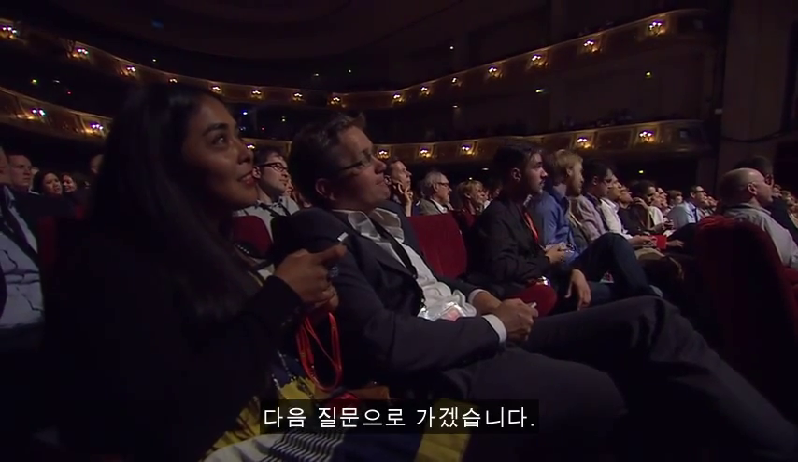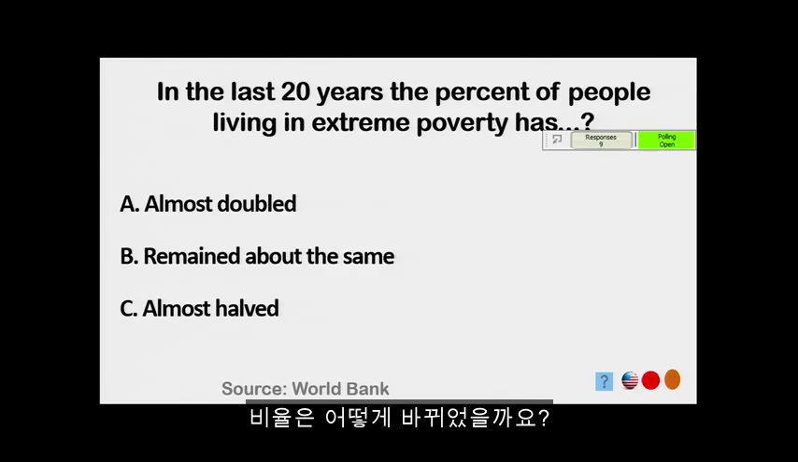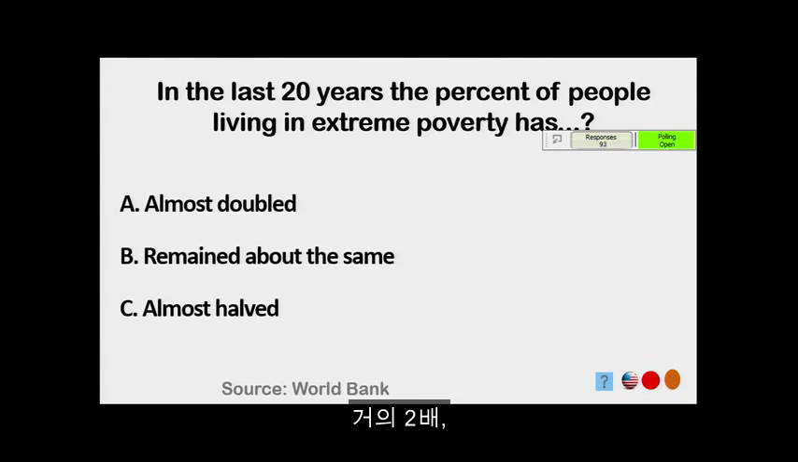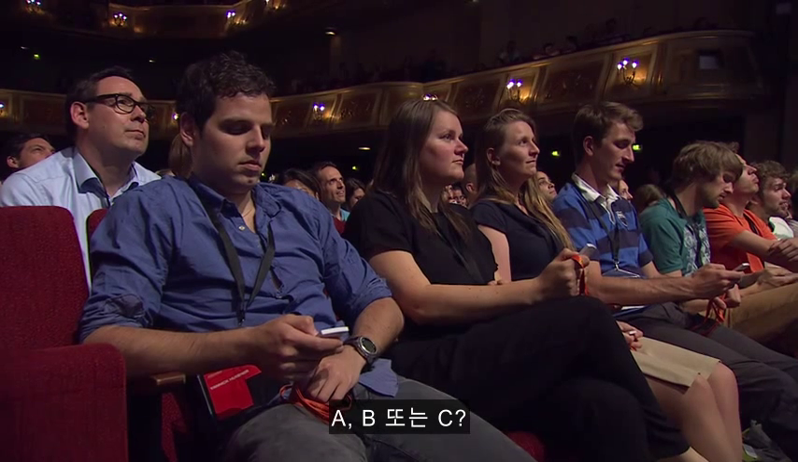And we go to the next question. In the last 20 years, how did the percentage of people in the world who live in extreme poverty change? Extreme poverty, not having enough food for the day. Did it almost double? Did it remain more or less the same, or did it half? A, B, or C?